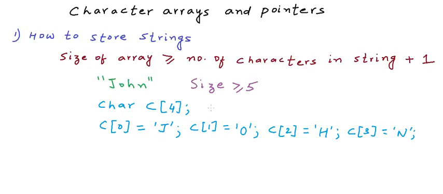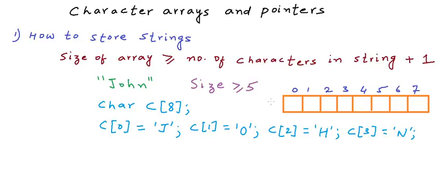Let's try to understand it this way. Let's say we have a character array of size 8. Let's say this is a logical view of our array C, and we want to store the string John in this particular array. We have indices from 0 to 7, and this is an array of size 8. So we can store J at the 0th index, O at the 1st index, H at the 2nd index, and N at the 3rd index. So we have stored all the characters of the string John in this array, but if you see, we have not stored one piece of information. We have not stored the information that this particular character N is the last character in the string. So the string ends at index 3.